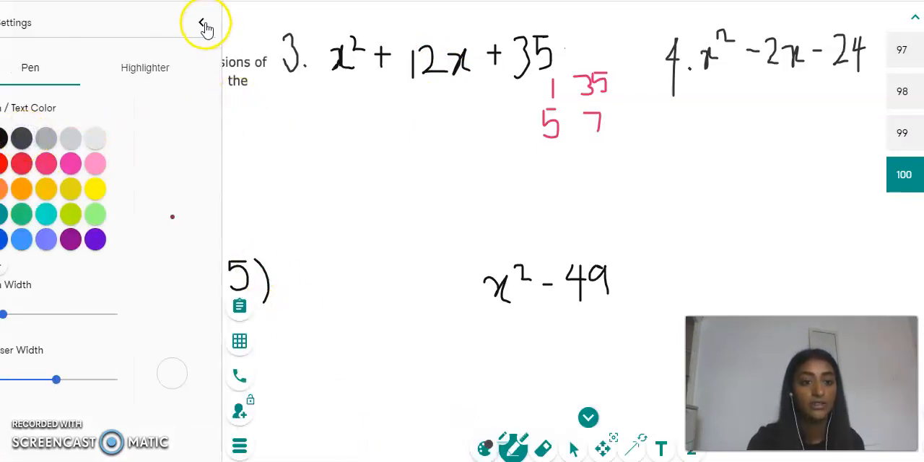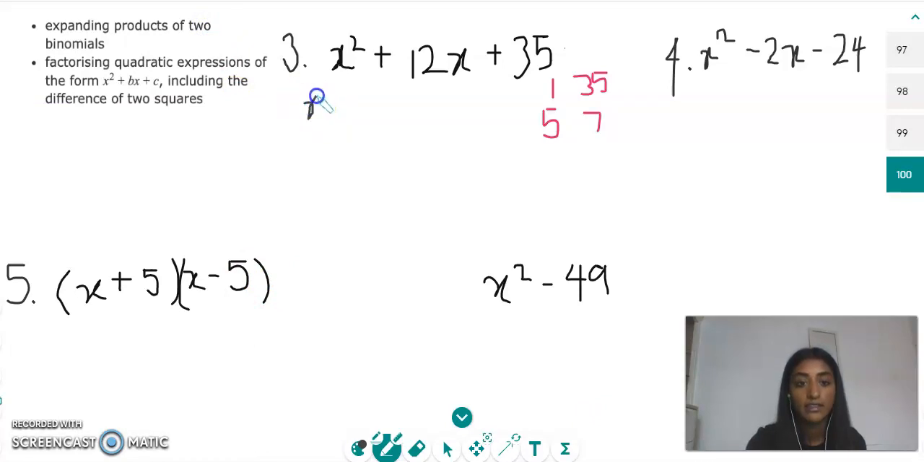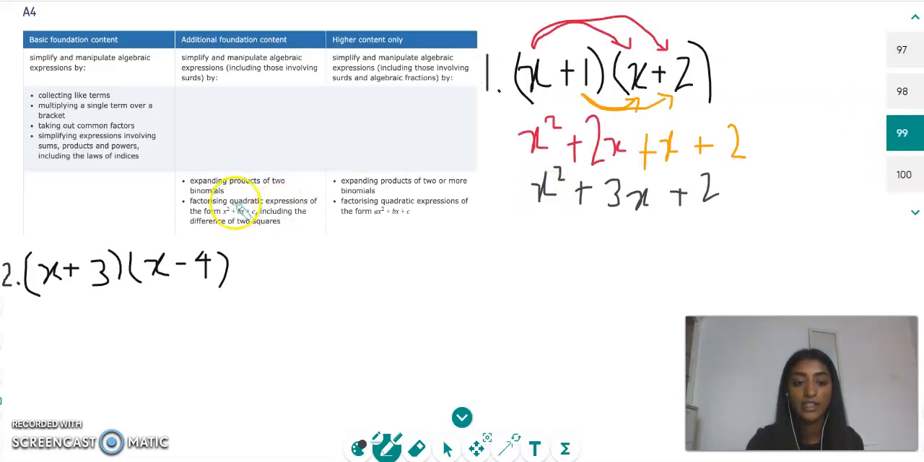So what we then factorize that to is x squared plus 5x plus 7x plus 35. And now you can see that you can take out a common 5 out of the 35 and the 5x. So just remember as well, factorizing is the reverse of expanding.